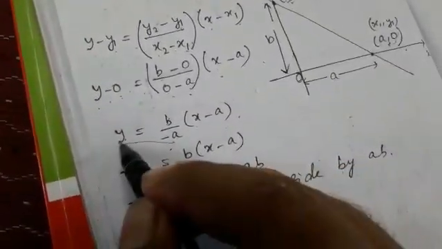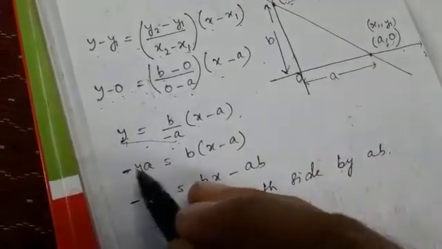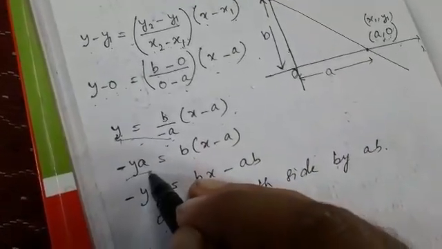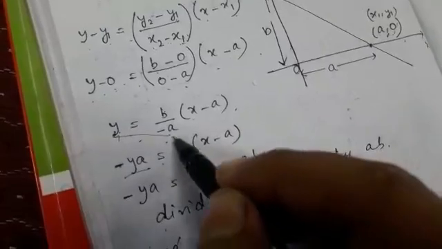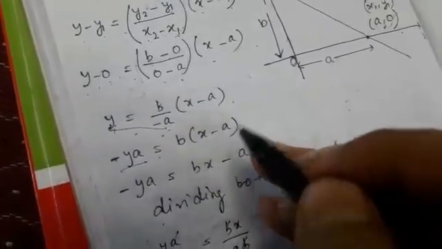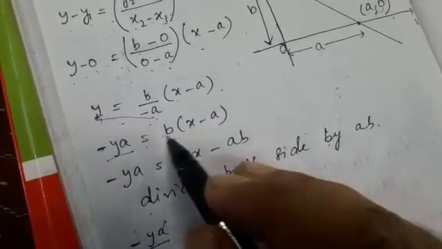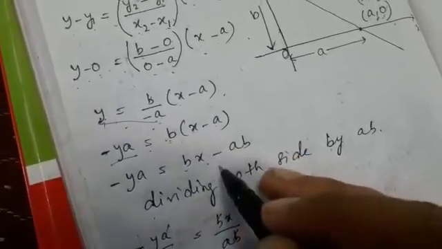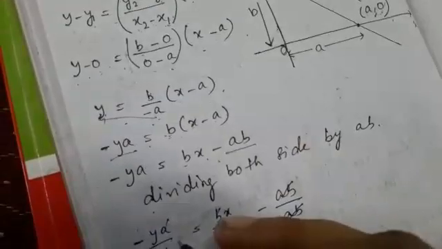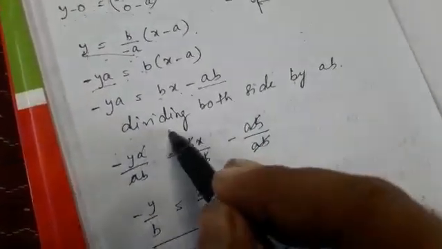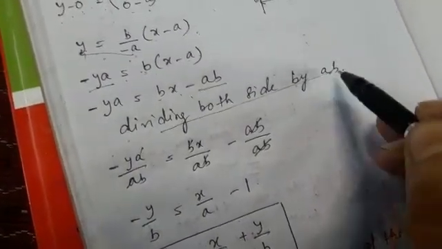Now if you do cross multiplication, you bring this minus a there, so y into minus a will become minus ya is equal to b in the bracket x minus a. You open the bracket: plus into plus is plus, so bx, and plus into minus is minus, b into a is ab. So now, dividing throughout by ab.